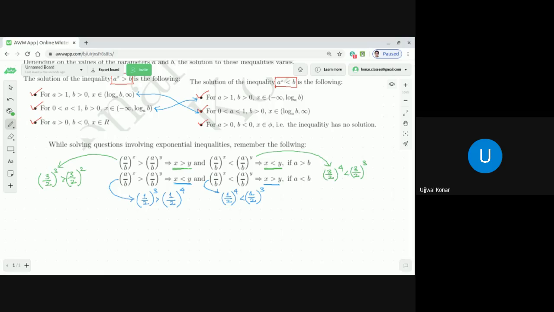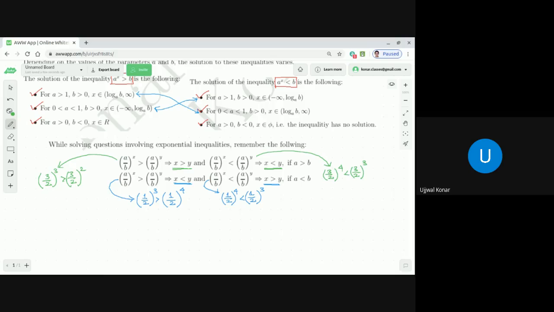Whenever you see a to the power x greater than a to the power y, first understand what that number is. If a is a natural number, then a power x greater than a power y implies x greater than y. Correct, no? But otherwise, if it is a fraction, then you should give full attention whether it is a proper fraction or improper fraction. And dear students, I'm not discussing the case when a is equal to b, which is obvious in context of this discussion.